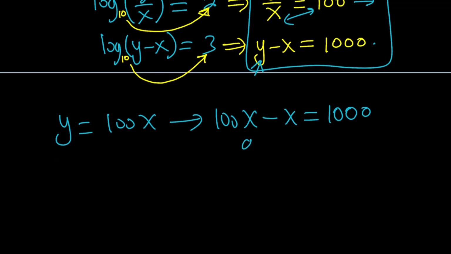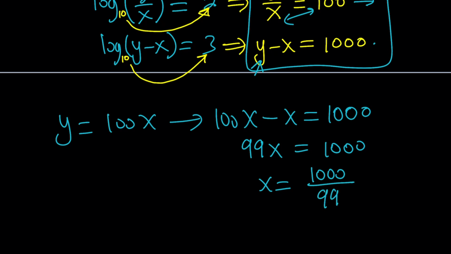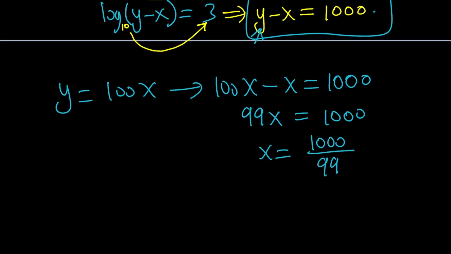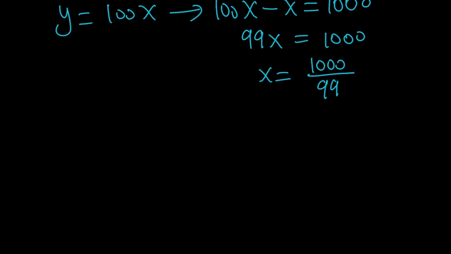Combine like terms. 99x equals 1,000. And then if you divide both sides by 99, you're going to get x equals 1,000 divided by 99. But unfortunately, they don't have any common factors. That's why this is not going to simplify, right? 99 is made up of 3's and 11's. 1,000 is 2's and 5's.